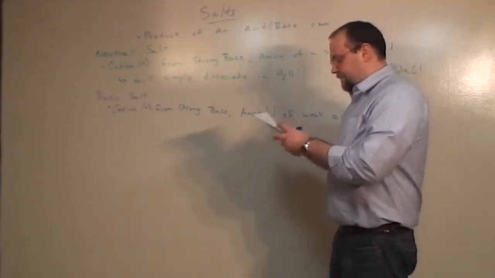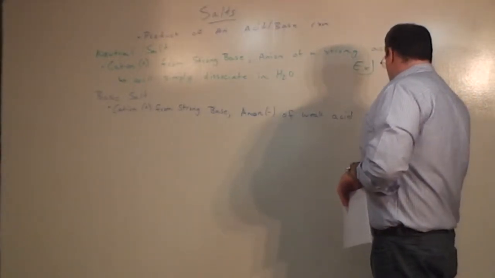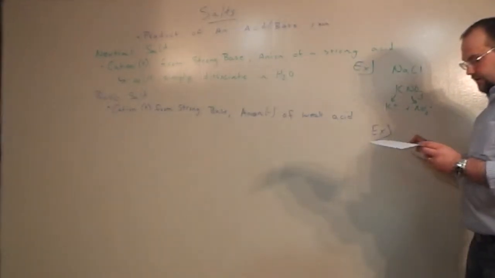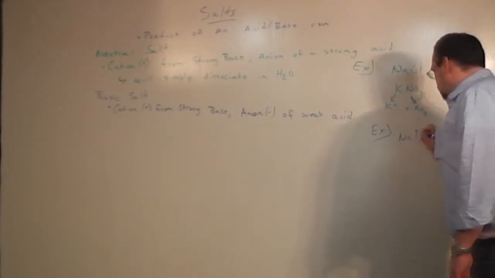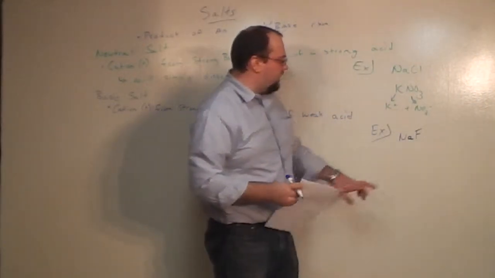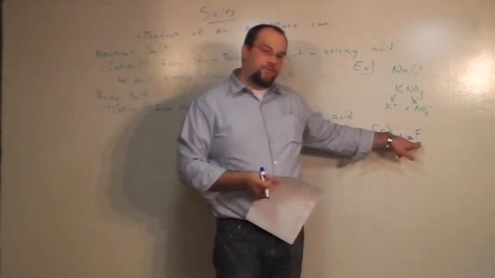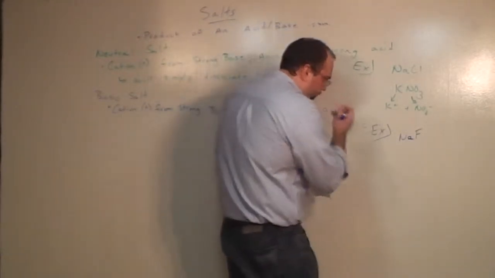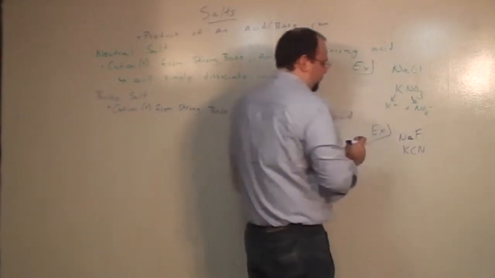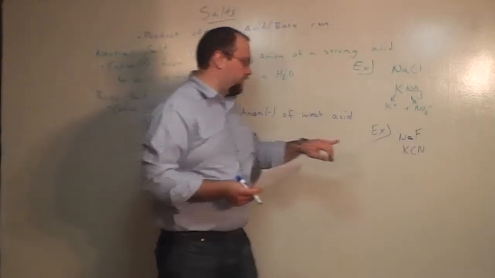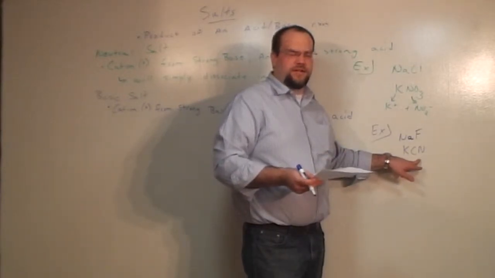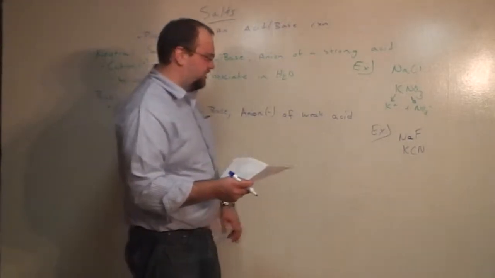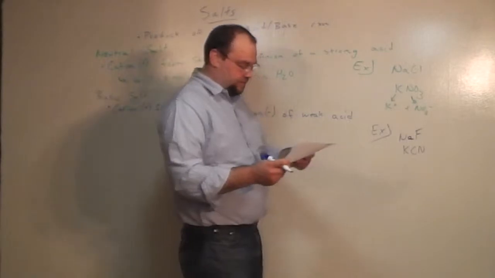Okay, examples of that would be something like NaF. That'd be from sodium hydroxide, but that'd be from hydrofluoric acid, which is a weak acid. All right. Or let's say, I don't know, potassium cyanide. So that's from potassium hydroxide, and that's from cyanidic acid. I made that word up. I don't know if it's really called cyanidic acid. Hydrogen cyanide probably. Sounds a little bit more technical. Okay, so those would be basic.